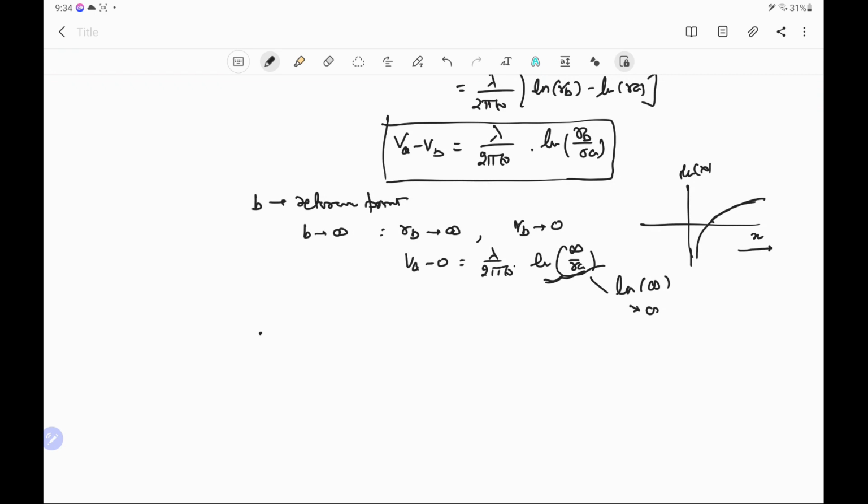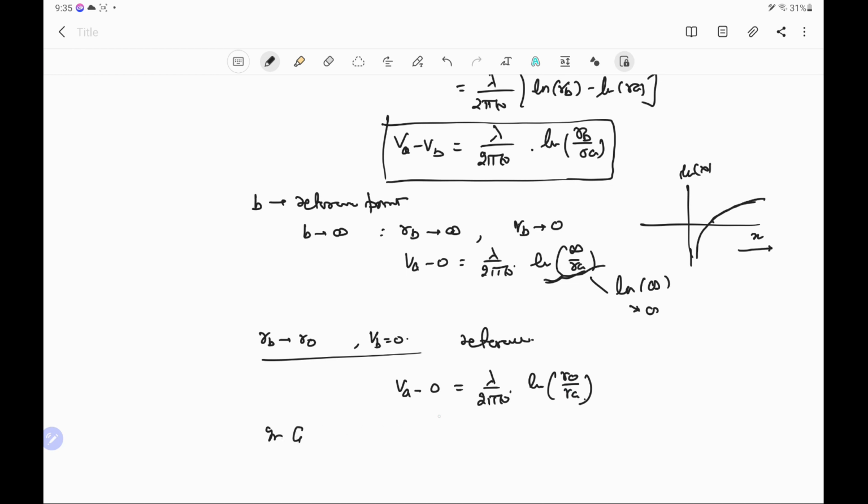Suppose Rb is a reference point R0, for which we consider VB equal to 0. For this reference, we will write VA minus 0 equal to lambda by 2 pi epsilon naught log R0 by Ra. Or in general, we can leave this subscript. So we can write the potential at a general point as lambda by 2 pi epsilon naught log R naught by R. This is the potential due to the infinite line charge.